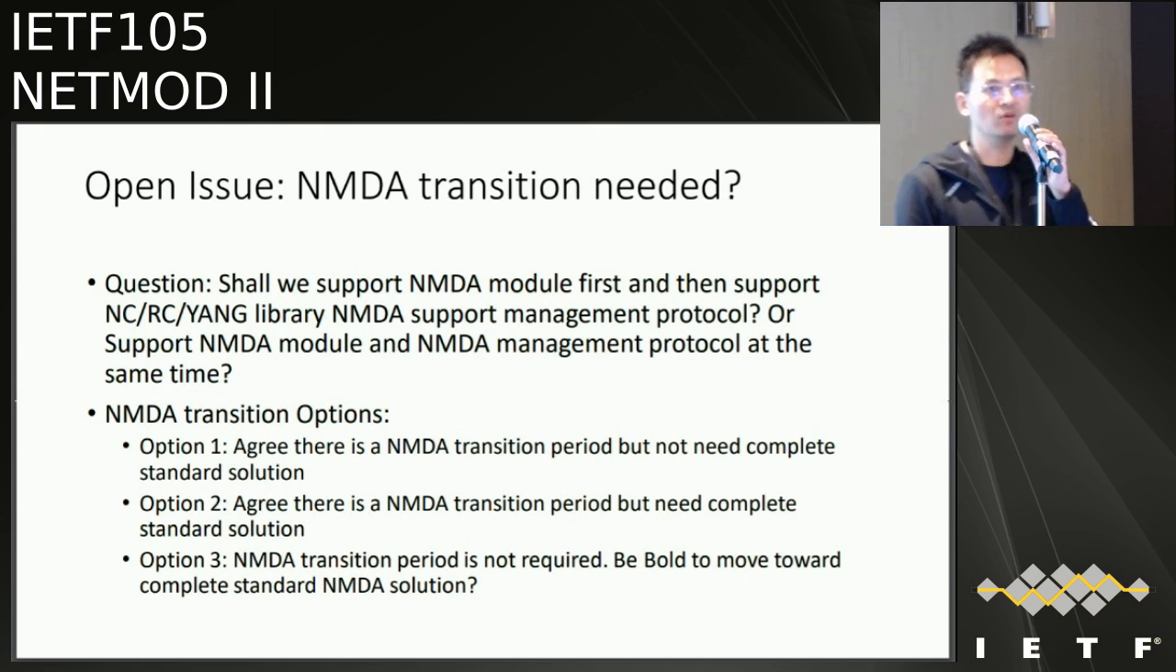Yeah, the puzzle we're facing is that when we take option 2, we need a complete standard solution. For every NMDA model, you should define a state module. But for some NMDA modules, they didn't define the state module, such as the module tag, or maybe some other cases. So that will delay implementation. How do you address this?